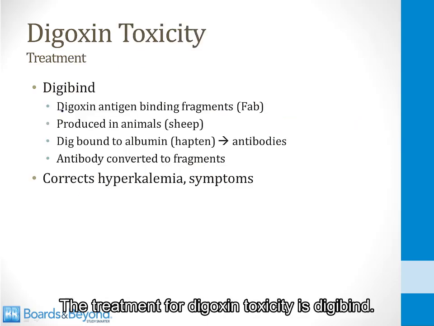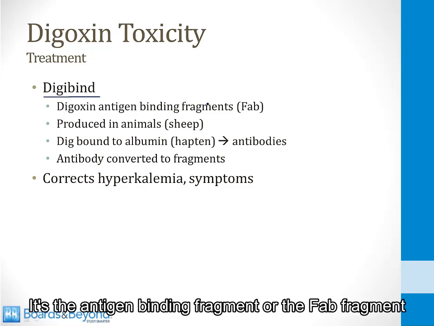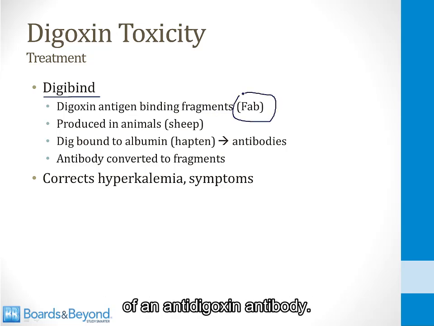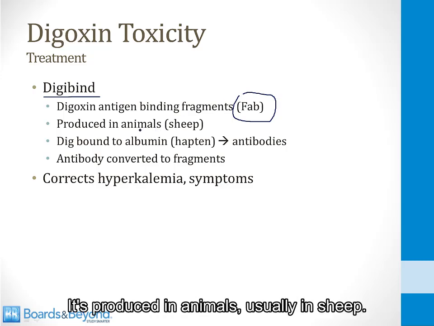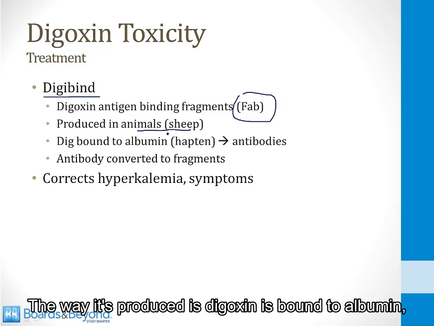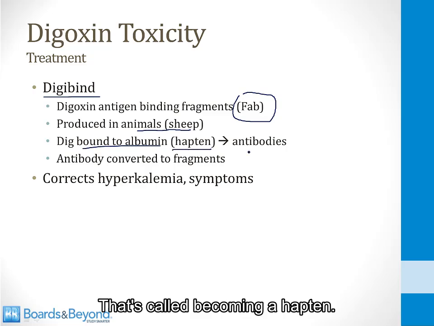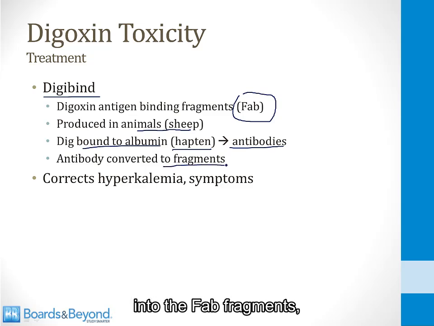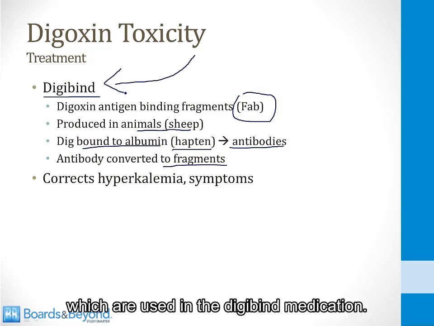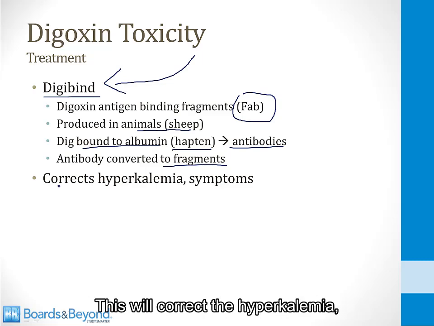The treatment for digoxin toxicity is digibind. It's the antigen-binding fragment, or the FAB fragment, of an anti-digoxin antibody. It's produced in animals, usually in sheep. The way it's produced is digoxin is bound to albumin, and when it is bound to albumin, it becomes immunogenic. That's called becoming a hapten. This leads to the production of antibodies, and then the antibodies are converted into the FAB fragments, which are used in the digibind medication. This will correct the hyperkalemia.